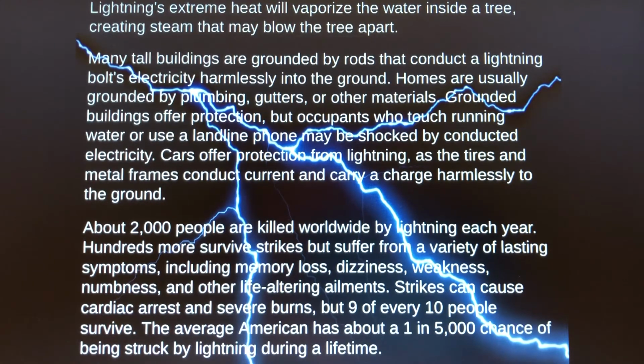It offers protection from lightning because the tires and the metal frames will actually absorb the lightning and put it harmlessly right into the ground. You will not be electrocuted inside of a car. Now, about 2,000 people are killed worldwide by lightning each year. That's honestly not as large a number as you really would think it is. Most survive the strikes, but suffer from a variety of lasting symptoms, including memory loss, dizziness, weakness, numbness, and other life-altering ailments.